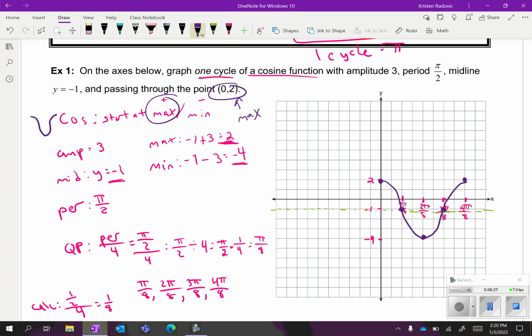Remember, you do not want to keep on going because the problem did say 1 cycle only, and if you did more than 1 cycle, you would lose points.